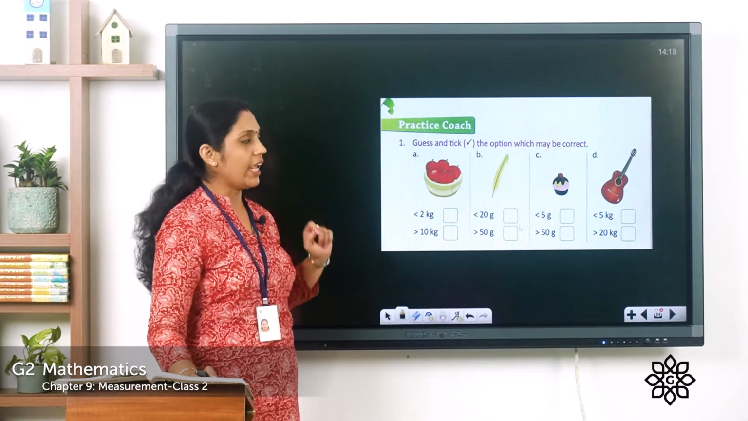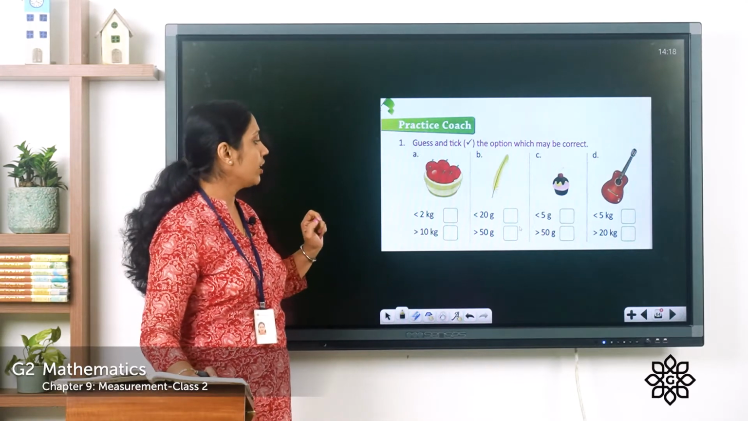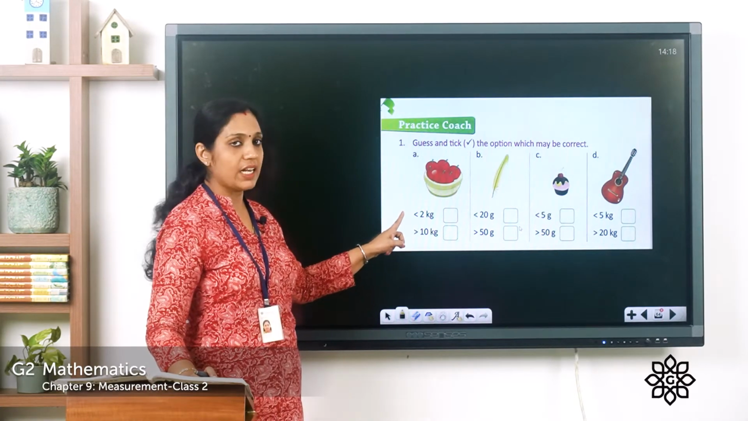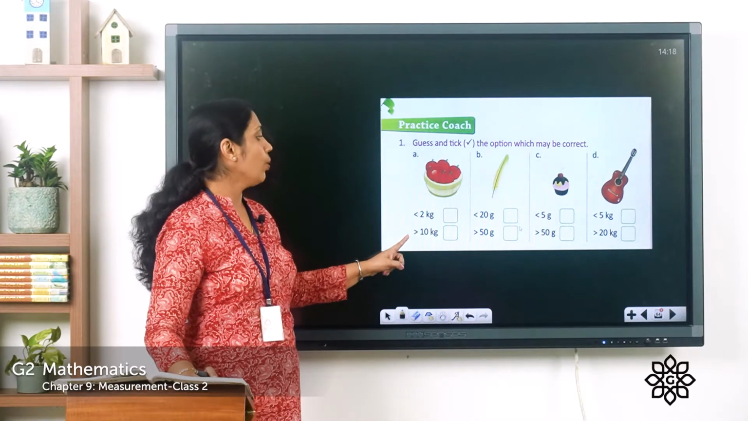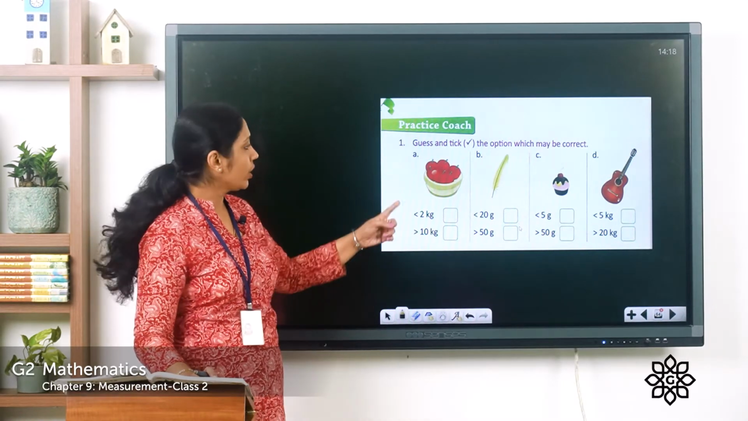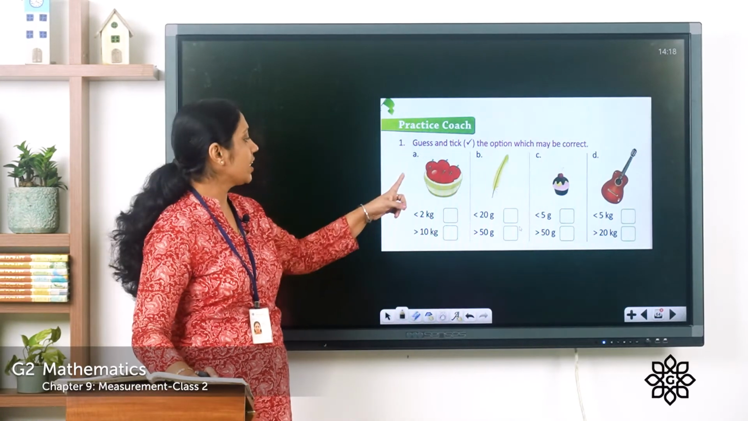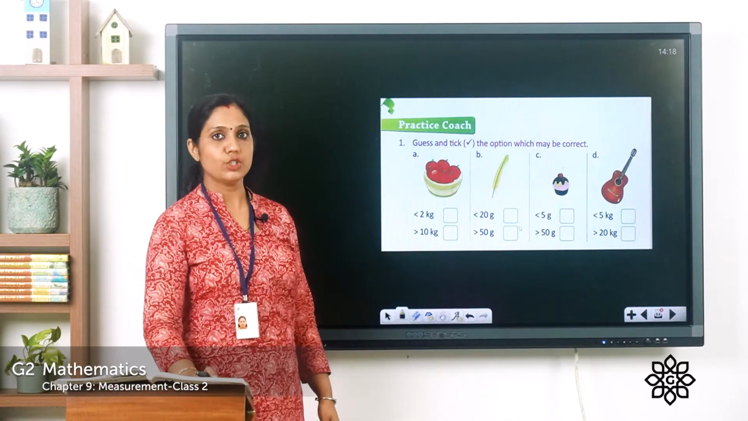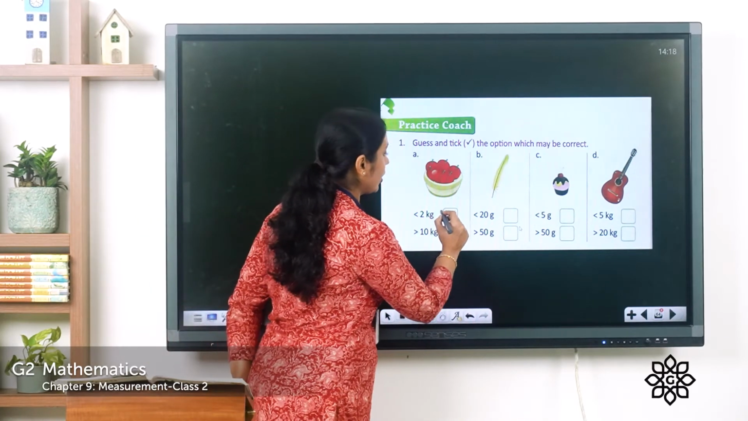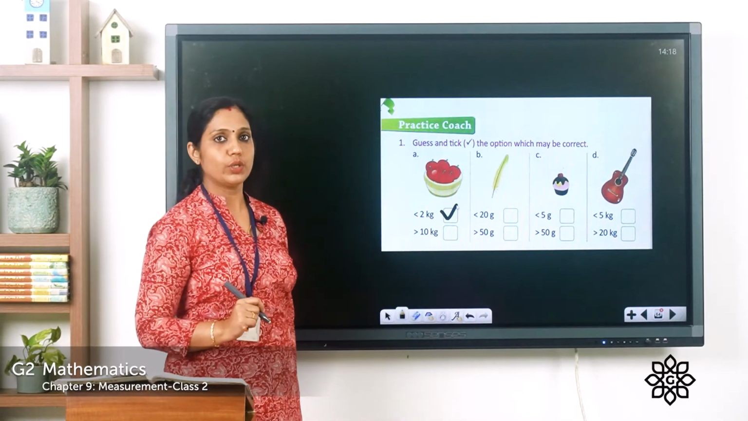Here question A, apples are given, and what is given? It's given less than 2 kilo and more than 10 kilo. Now here you can see the apples. Is there more than 10 kilo? No. We can say that these are less than 2 kilo. So we can guess and tick the option less than 2 kilo.